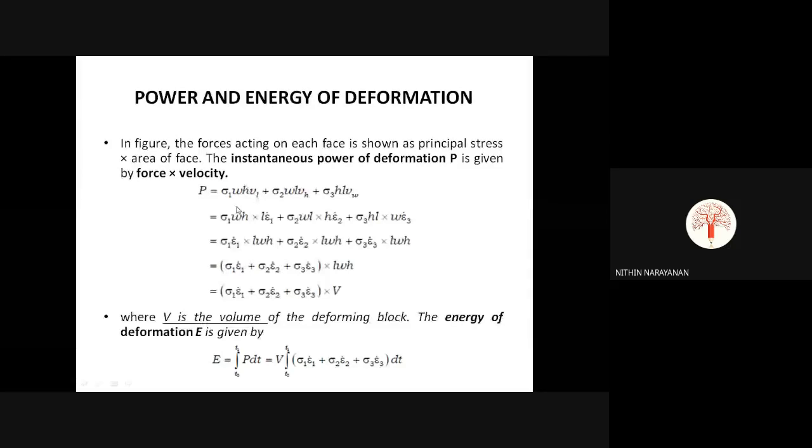Similarly, in sigma 2 direction, the power will be sigma 2 into WL VH. And in the third direction, the power will be sigma 3 into H into L into VW. So the total power will be the summation of the three. So finally, the final equation we will get for power is sigma 1 epsilon 1 dot plus sigma 2 epsilon 2 dot plus sigma 3 epsilon 3 dot into capital V, where capital V is the volume of the deforming block. So this is the equation we will get.